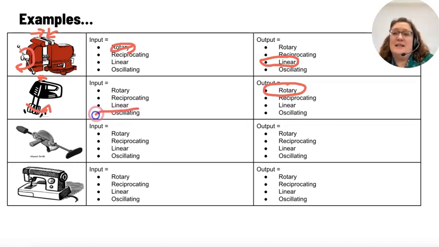So I actually think it's a rocker switch, so I consider that oscillating. Yes, you would be fine if you also put linear, because it could just be a slide forward or a push down. Can't really tell from the animation.